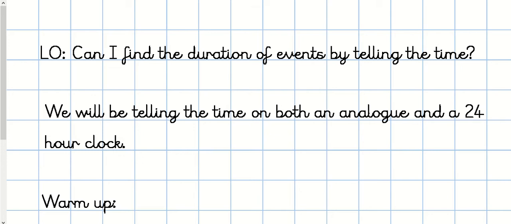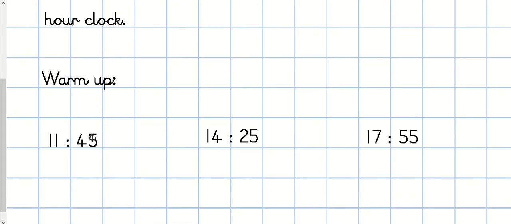Today, our learning objective is, can I find the duration of events by telling the time? So we've got to try and tell the time and figure out how long the activity that someone's doing is going to last. As a warm-up, we're going to work out these times on a 24-hour clock. This one's quite obvious because it's 11:45.